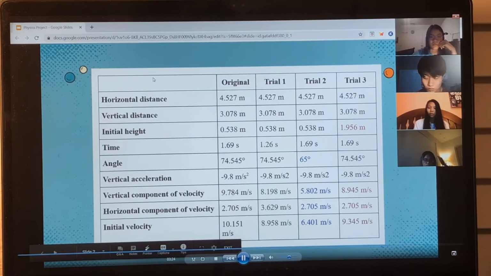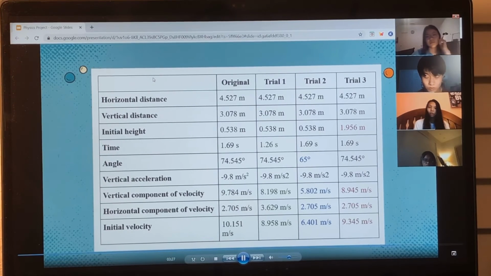Although these changes aren't as significant as the angle, it is enough to say that this scenario is unrealistic. So in order to make it more realistic, the height from which the ball was released can be increased.